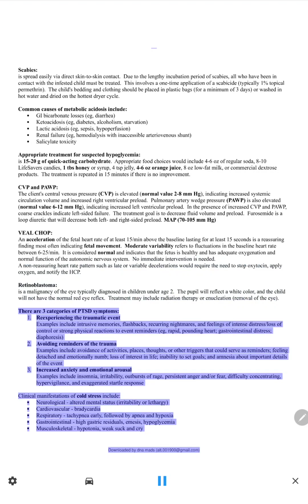Clinical manifestations of cold stress include neurological, altered mental status, irritability or lethargy; cardiovascular, bradycardia; respiratory, tachypnea early, followed by apnea and hypoxia; gastrointestinal, high gastric residuals, emesis, hypoglycemia; musculoskeletal, hypotonia, weak suck and cry.